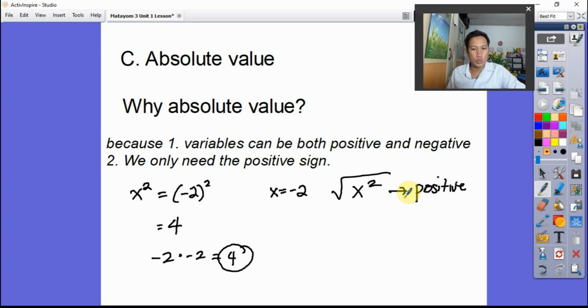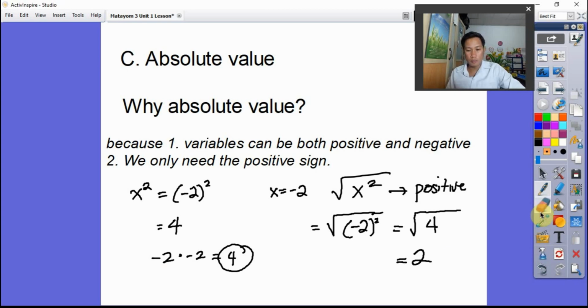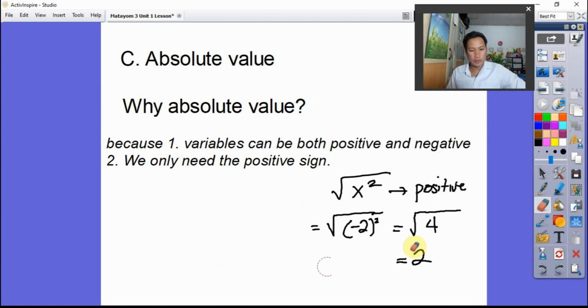So it should be positive because there's a square. Based on our previous example, negative 2 squared, the inside here should be positive 4, and the square root is 2. So going back to our previous example.